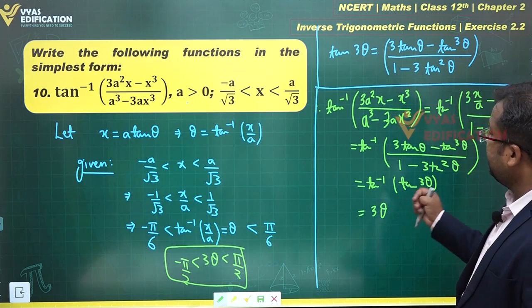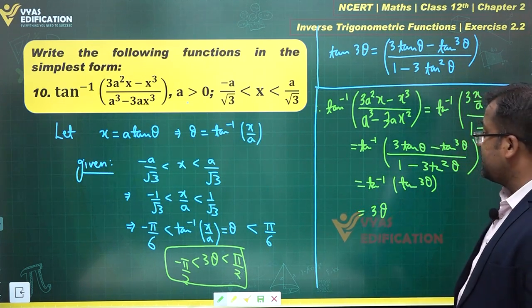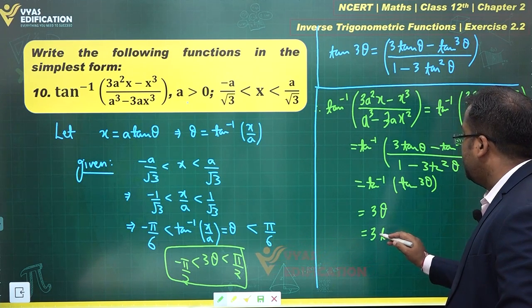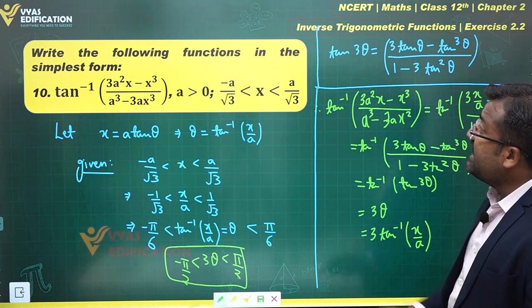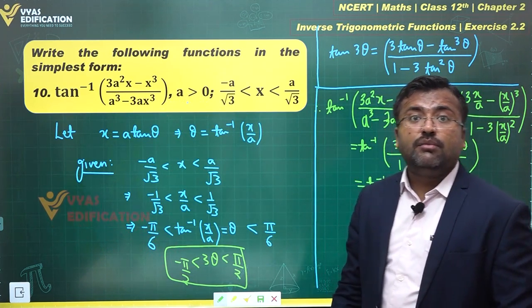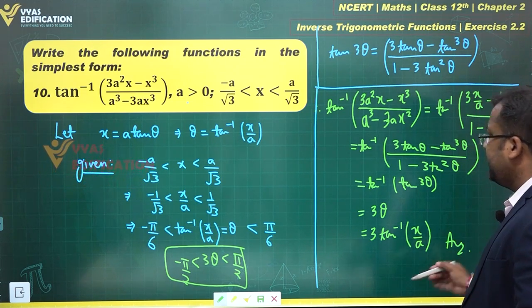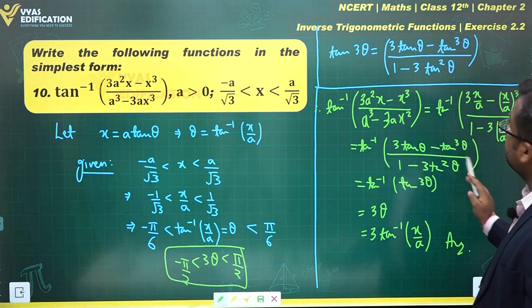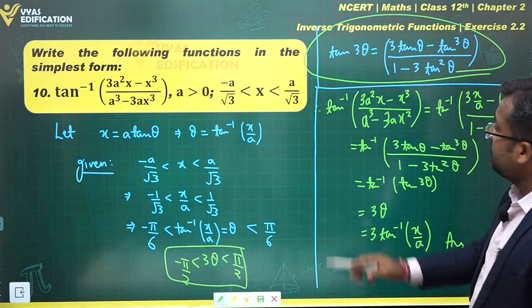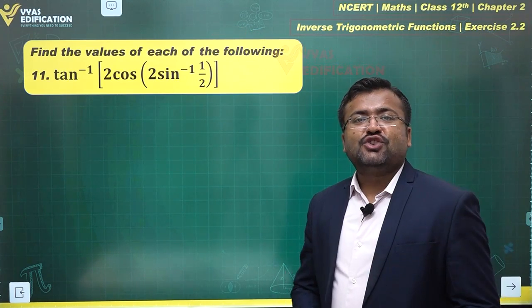This is 3 theta. And what was theta? Theta is tan inverse x by a. So this is 3 times tan inverse x by a. And that's the simplest form of this expression, as you can see. That's the final answer for this question. Let me get aside so that you can take a look at the complete solution. This is the formula that we have used. Otherwise, the solution is this. Right? That's all. Let's try and solve this question next.